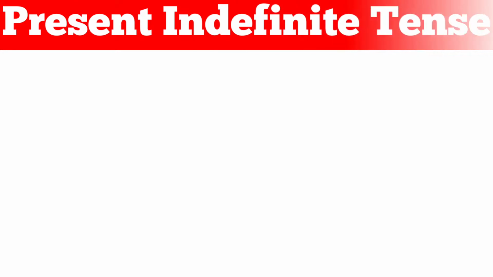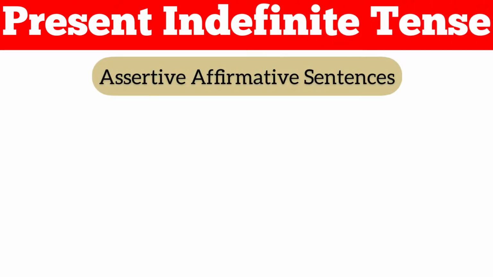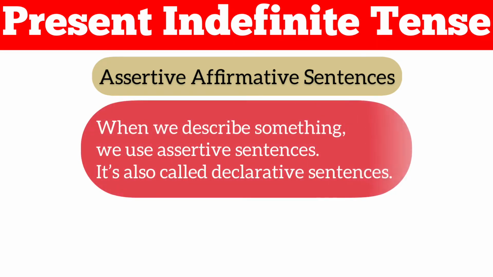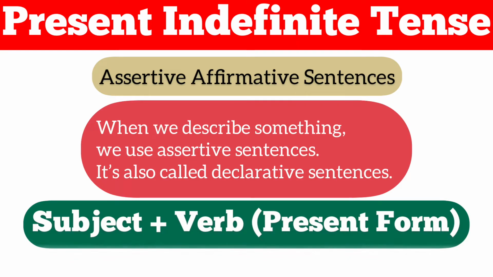Present indefinite tense, assertive, affirmative sentences. Dear students, when we describe something, we use assertive sentences. It's also called declarative sentences. The structure: subject plus the present form of the verb. So first you put the subject and then you put the present form of the verbs.